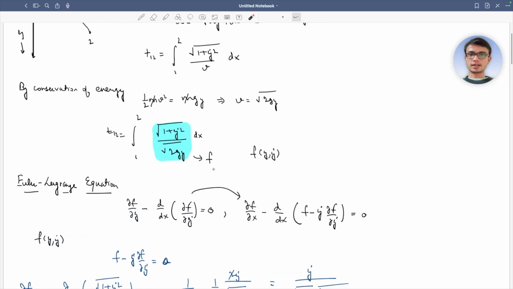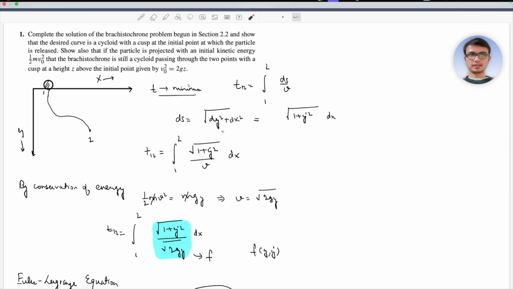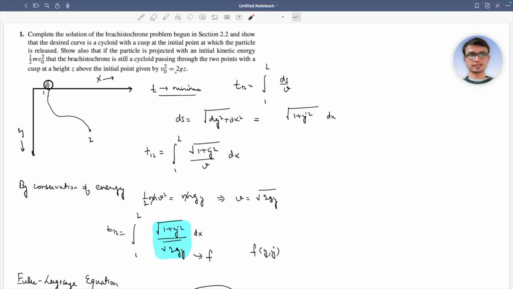Now in the next video, I'll try to solve the second part, or in the same video, I don't know yet, but we'll see. I'll try to show that if the particle is projected with this velocity, then it is again a cycloid, and it passes through this point and something like that, whatever it wants to say.